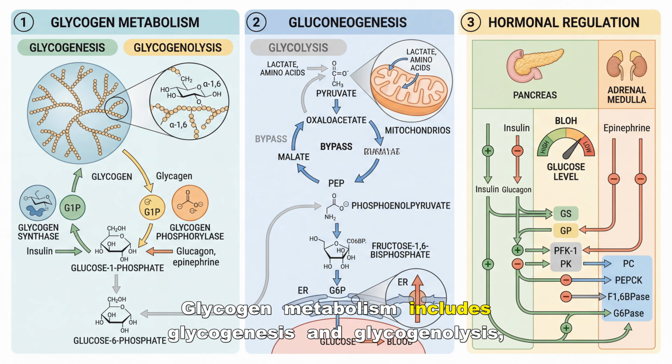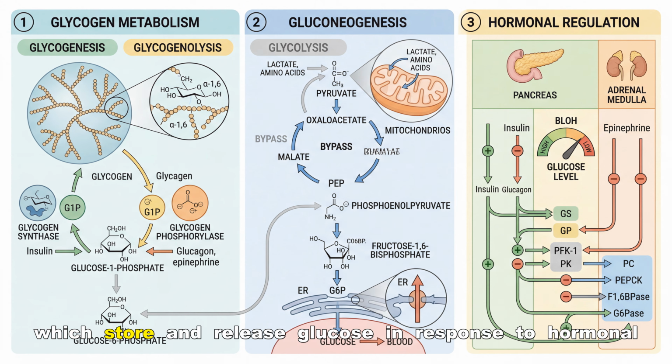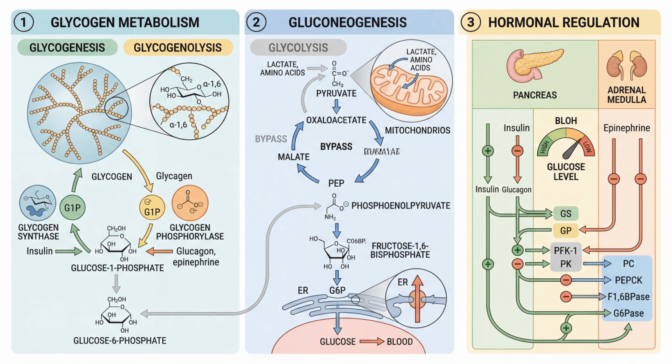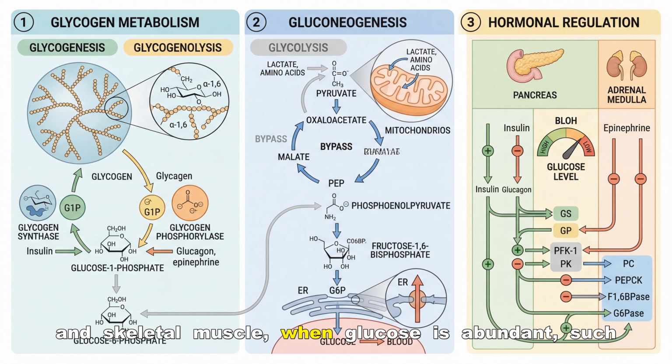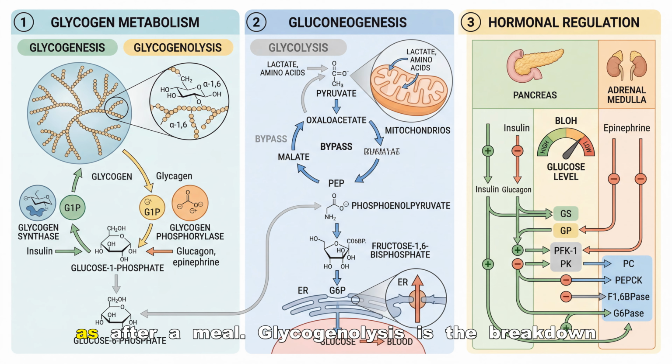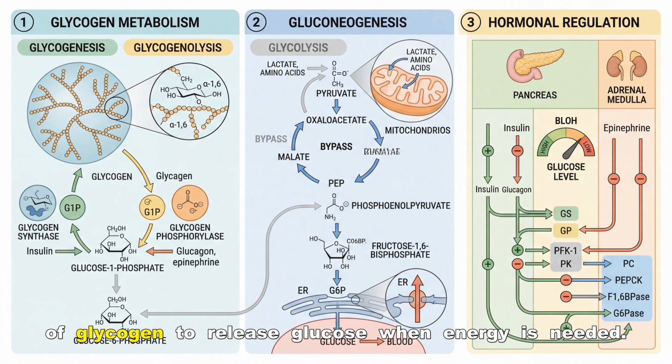Glycogen metabolism includes glycogenesis and glycogenolysis, which store and release glucose in response to hormonal signals. Glycogenesis is the process of storing glucose as glycogen, primarily in the liver and skeletal muscle, when glucose is abundant, such as after a meal. Glycogenolysis is the breakdown of glycogen to release glucose when energy is needed.